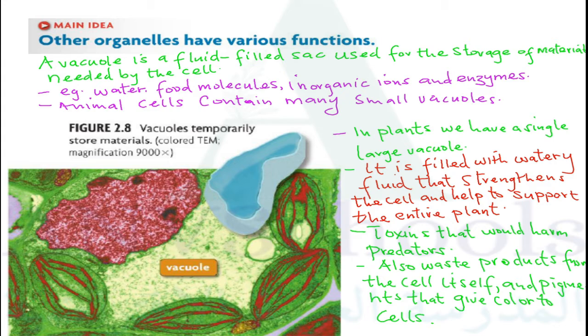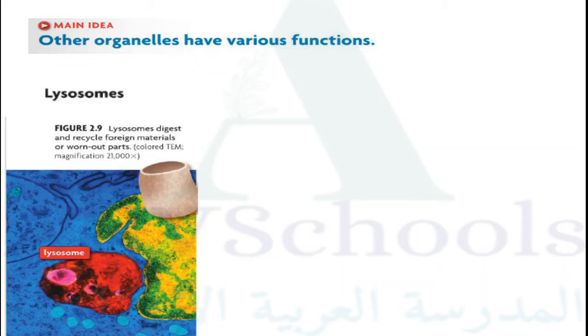The next organelle that we are going to look at is closely related to the vacuoles, and this is the lysosomes. So the lysosomes, what they do normally, they will digest and recycle foreign materials or worn out parts. These act like the cleaners of the cell or the garbage collectors. Their main function is to clean the cell of any debris.